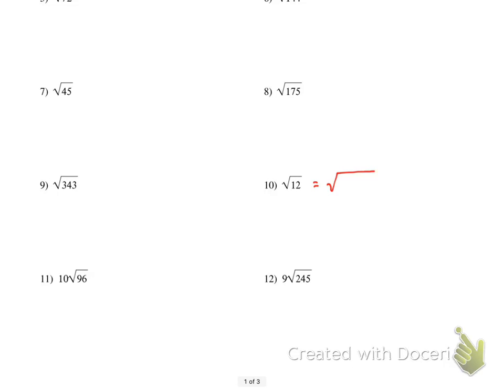4. Again, we're only looking at these numbers along the diagonal. So even though 6 is a factor of 12, it's not a perfect square factor. 4 is. So I can rewrite this as the square root of 4 times 3, and then rewrite this as the square root of 4 times the square root of 3.